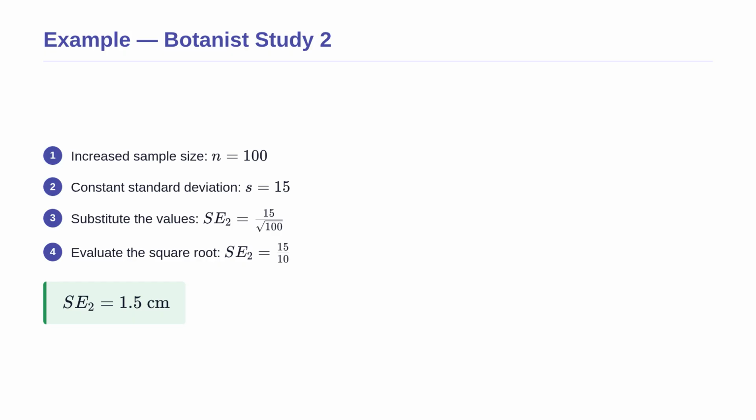The square root of 100 is 10. Dividing 15 by 10 gives us a new standard error of 1.5 centimeters. Notice how the numerator stayed exactly the same while the denominator grew larger. This mathematical shift is what causes the overall error to shrink. His second estimate is now twice as reliable as his first one.